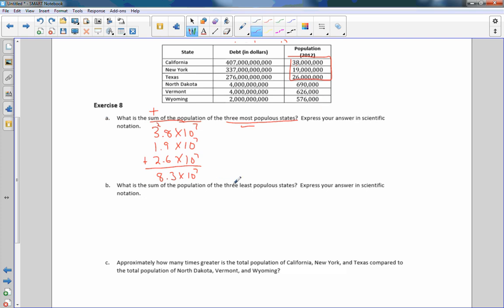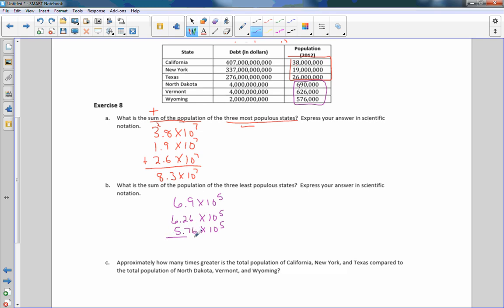What is the sum of the population of the least 3 populous states? Those are right here. So we have 1, 2, 3, 4, 5 positions to get it over to where we need it to be scientific. So it's 6.9 times 10 to the 5th. These are all the same number of digits, so these are all going to be 10 to the 5th power. And we're going to have 6.26, and we're going to have 5.76.